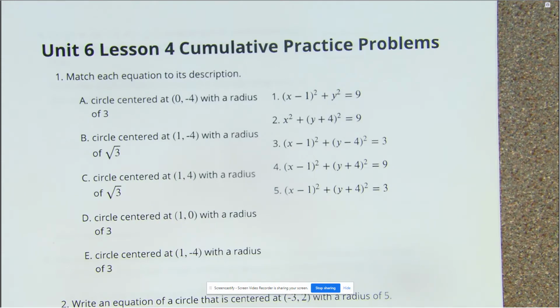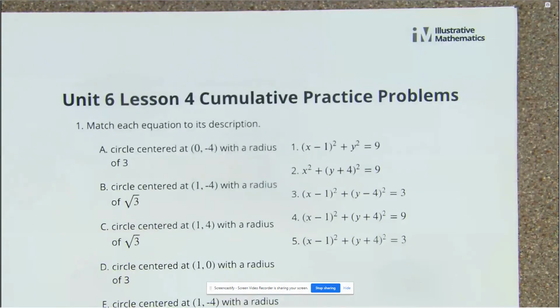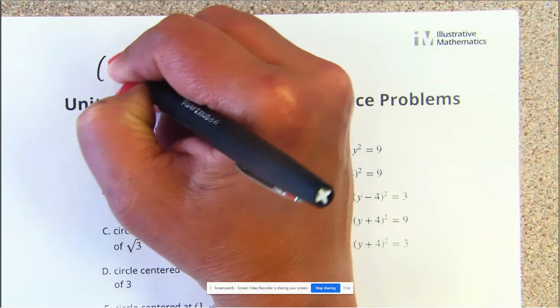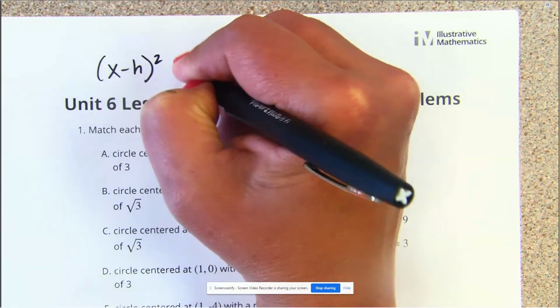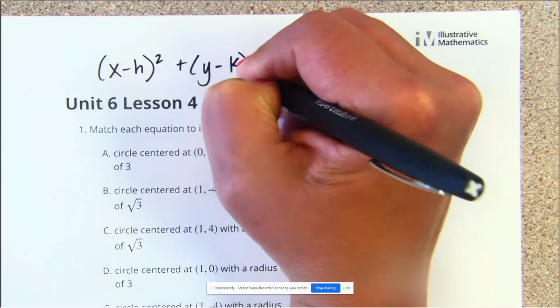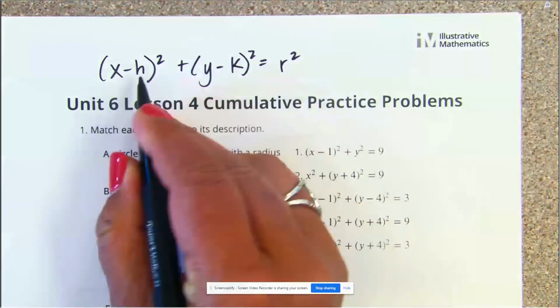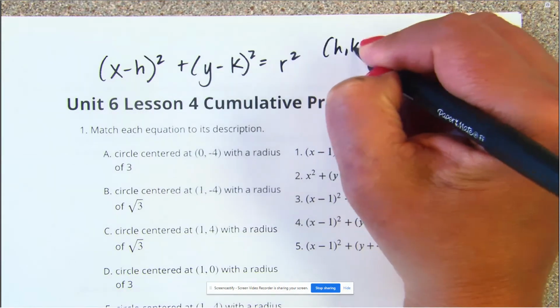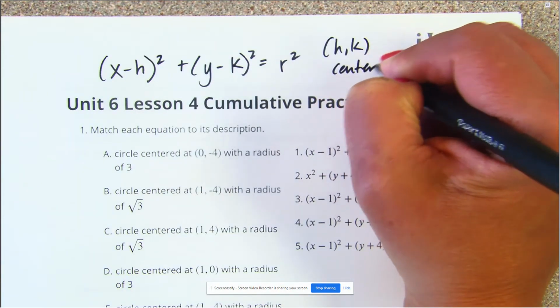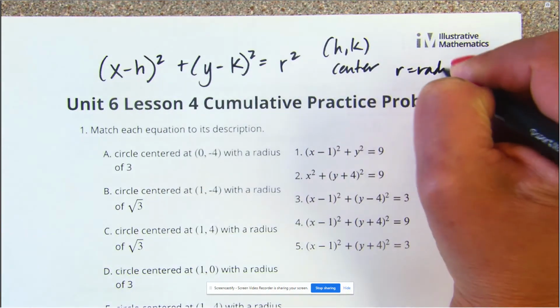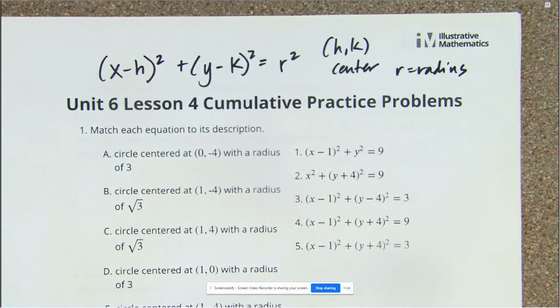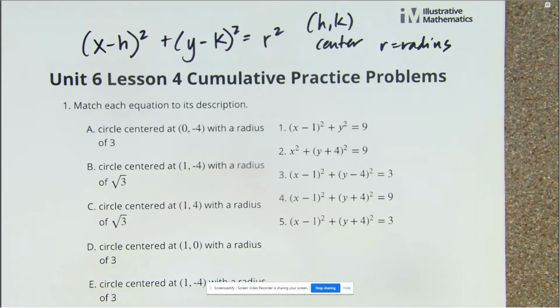So today we figured out the equation of a circle, and I'm just going to write that at the top of the paper. It's (x minus h) squared plus (y minus k) squared equals r squared. And (h, k) is the center of the circle, and r is the radius. That was in the lesson summary, but I'm just recapping that on the top. Match each equation to its description.